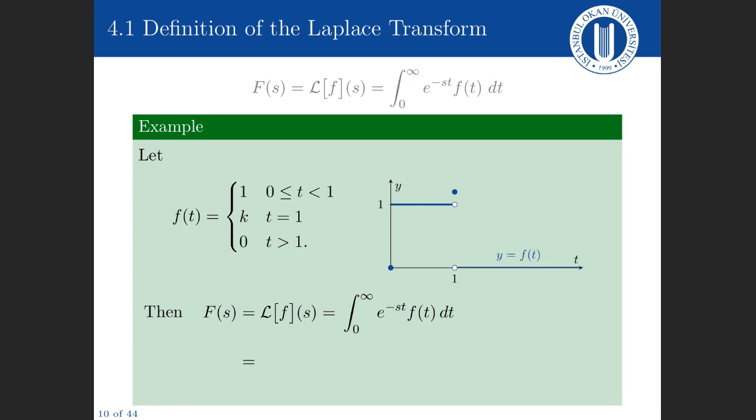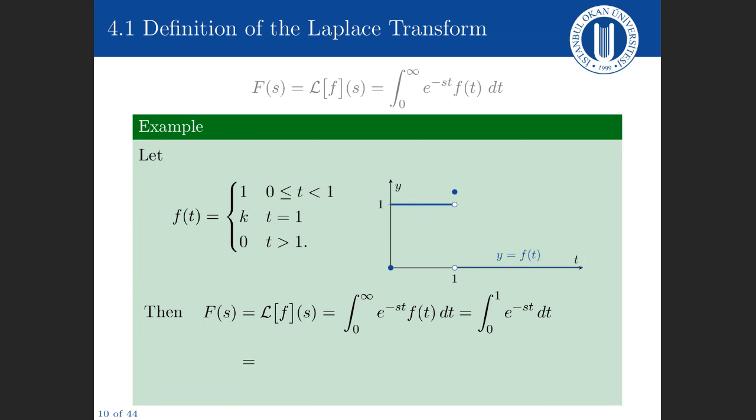I want to calculate the integral from 0 to infinity of e to the minus st f(t) dt. Now, we don't care about what happens at t is equal to 1. We're interested in the first part and the second part. The first part, the function is equal to 1. The second part, the function is equal to 0. So between 0 and 1, we're going to have an integral with a 1 just here. Between 1 and infinity, we're going to have an integral of 0. But the integral of 0, of course, is just 0.